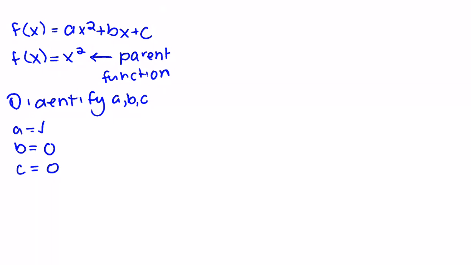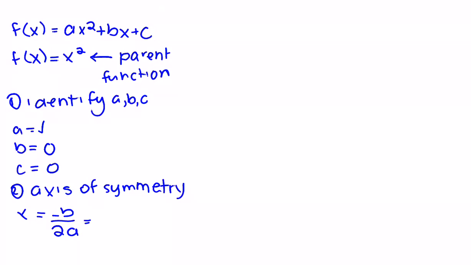So after we identify that, we want to find the x, or our axis of symmetry, or also the x value of our vertex. And remember, we're going to use that equation negative b all over 2a. Well, our b value is 0. We don't really have negative 0, so we're just going to do 0 all over 2 times a, which is 1. So we get 0 over 2, and 0 divided by anything just gets us 0.